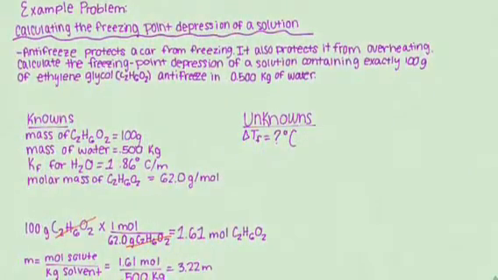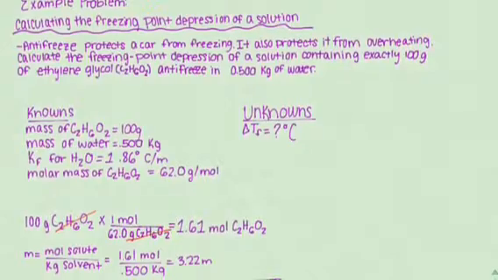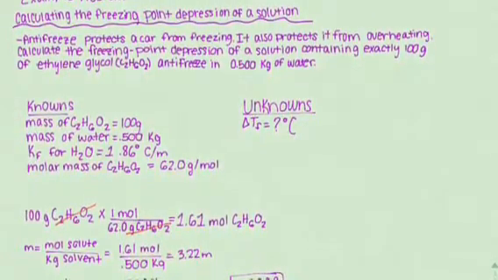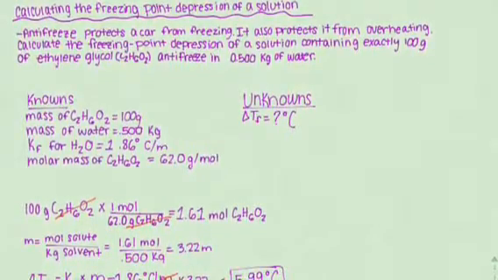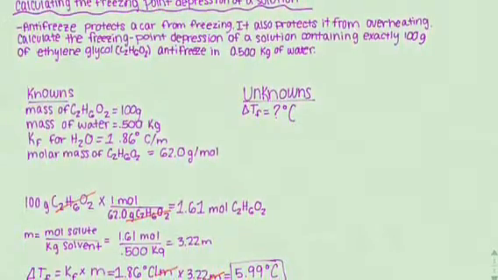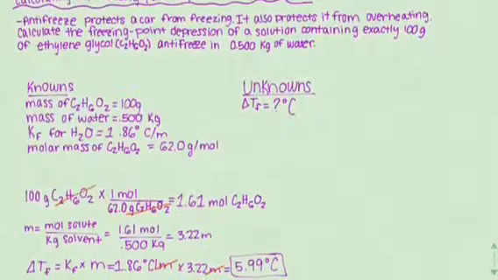Here's an example problem of calculating the freezing point depression of a solution. Antifreeze protects a car from freezing. It also protects it from overheating. Calculate the freezing point depression of a solution containing exactly 100 grams of ethylene glycol, which is antifreeze, and 0.500 kilograms of water. The list of knowns and unknowns is shown on the slide.